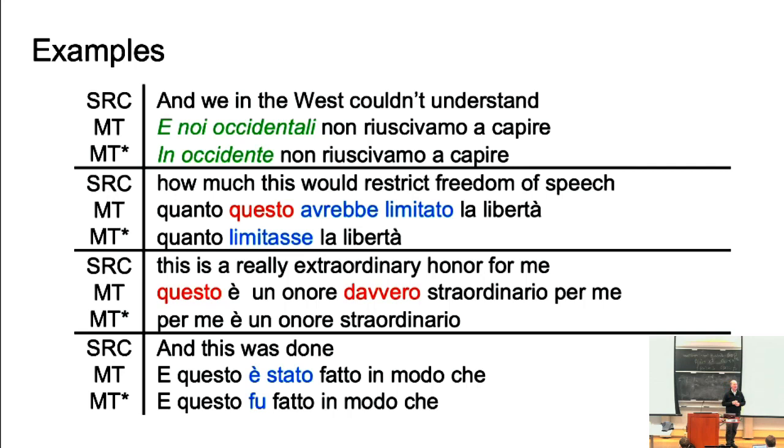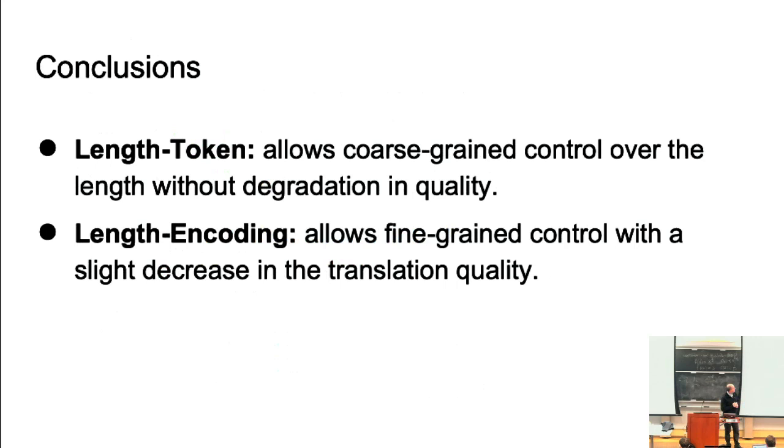So, conclusion: length token allows coarse grain control over the length without degradation in quality. Length encoding guarantees you more control. With the token, it might happen that the translation is not getting shorter. The system is probably not able to find the right stylistic changes. While with this one, if you tell it stop, it stops, in the sense that it's going to even break the translation. But in general, it's better than just breaking, because you see the degradation in BLEU is very marginal. It's not that important. Okay, that finishes my presentation, almost in time.